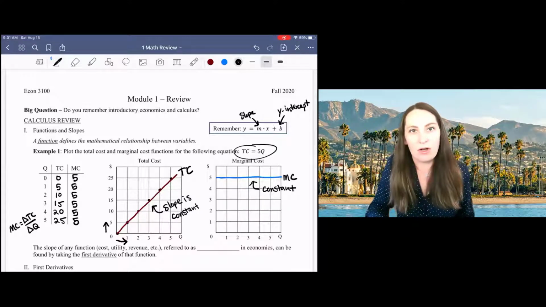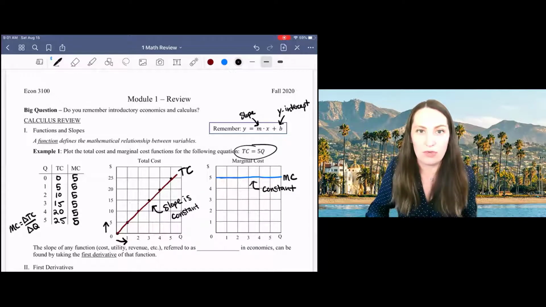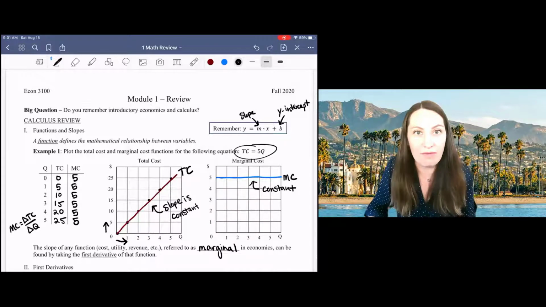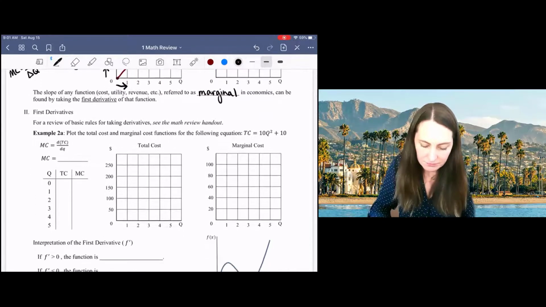And in general, marginal functions in economics always refer to the slope of the original function. So if you wanted to find, for example, your marginal revenue function, what you're really asking is what is the slope of the total revenue function? And the easiest way to find the slope of a function is to take the first derivative. So you'll want to remember how to do that.